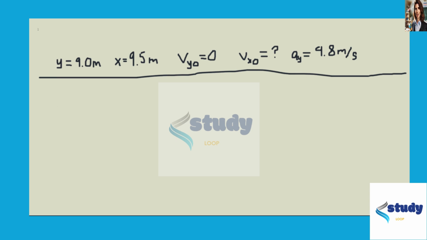Our question says, a ball is thrown horizontally from the roof of a building that is 9.0 meters tall and lands 9.5 meters from the base. What was the ball's initial speed?